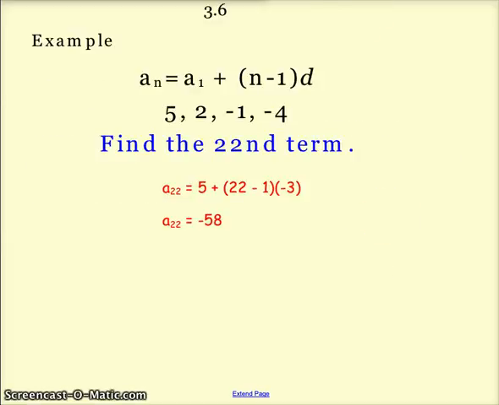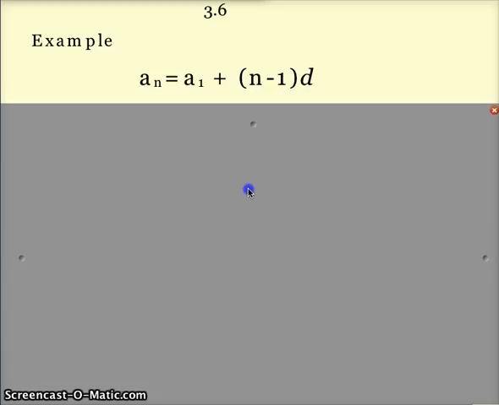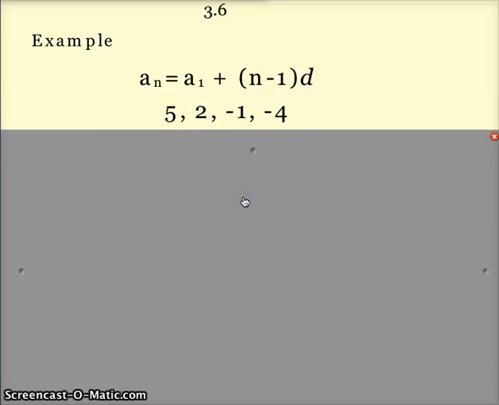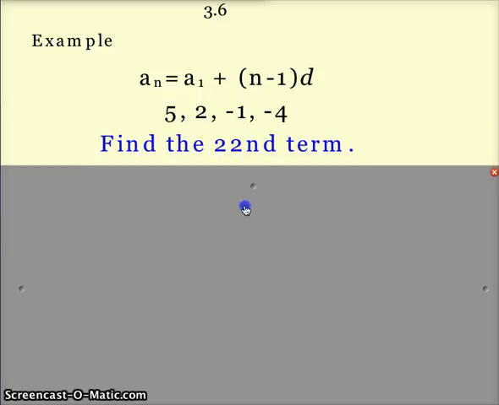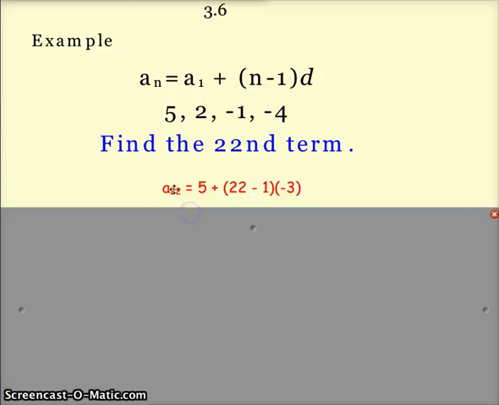Okay. Let's look at an example then. Here's the formula. You are given a sequence that goes from 5 to 2 to -1 to -4. And it's asking you to find the 22nd term. So basically, we are looking for a sub 22 because we want the 22nd term, okay? Equals a sub 1, that means what is the number in the first term? And in this case, it's 5, so we put 5 here.